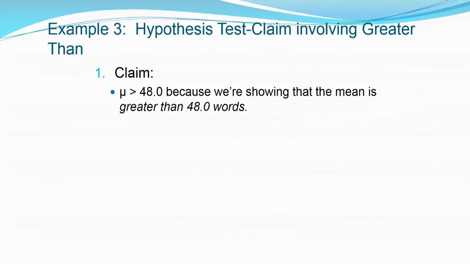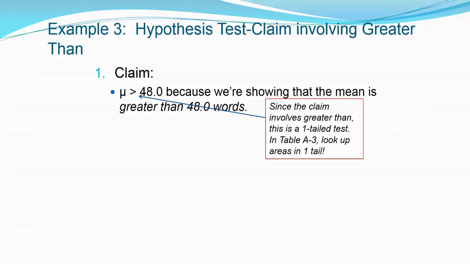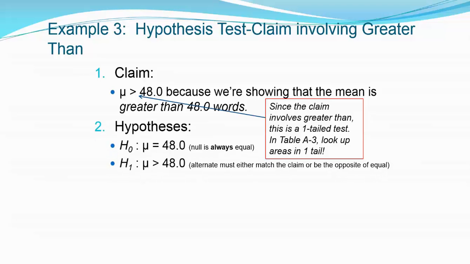Okay, so the claim is mu is greater than 48 because we're showing that the mean is greater than 48 words. Now, since the claim involves greater than, this is a one-tailed or a right-tailed test. So make sure you look up area in one tail in table A3. For our hypotheses, we have the null is always equal, so mu equals 48, and the alternate is going to match the claim, mu is greater than 48.